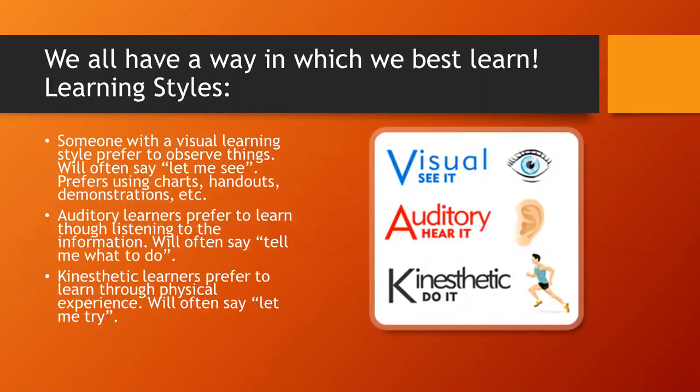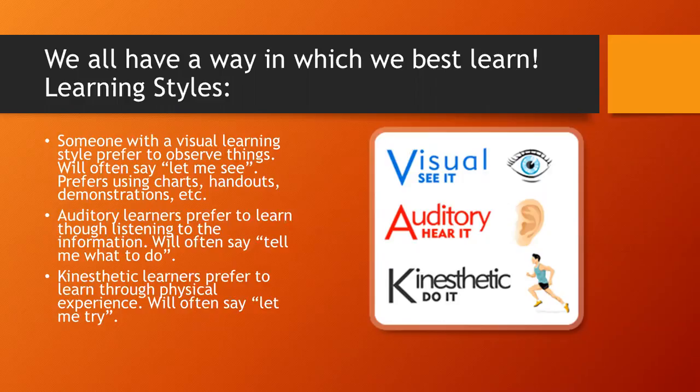We all have a way in which we can best learn. There's a few different learning styles. Someone with visual learning style prefers to observe things. They'll often say like, let me see this. They prefer things like charts, handouts, and demonstrations. Visual learners also are better at learning tasks when they can read instructions or watch someone else do it first.